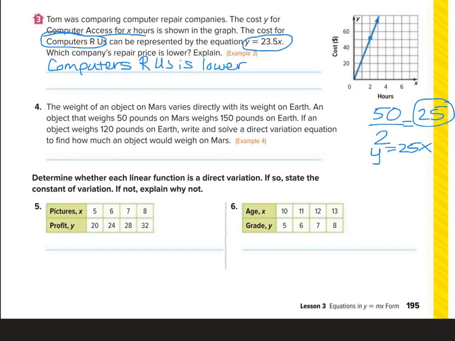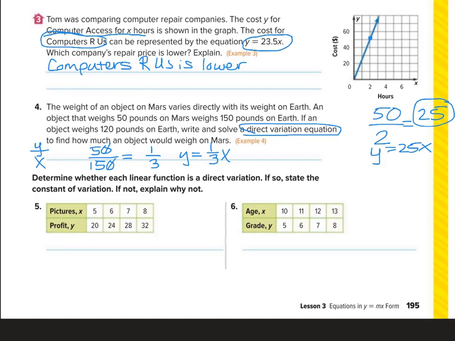So if I'm finding the direct variation, I need to put my y over my x. So my y will be 50 over my Earth value of 150, which is also my x value. So 50 divided by 150 is 5 over 15, which is 1 over 3. So my direct variation equation would be y equals 1/3 x.